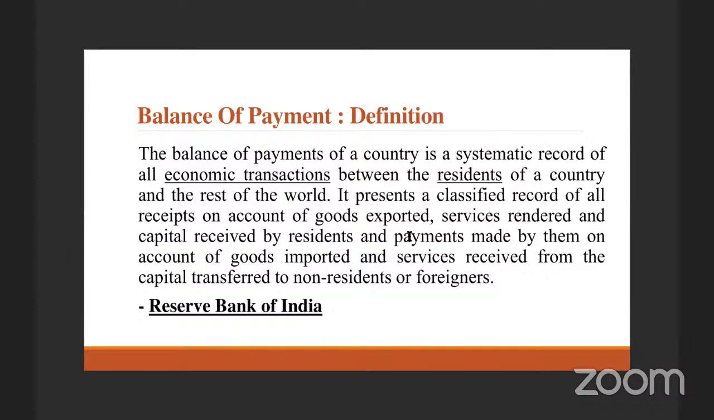It presents a classified record of all receipts on account of goods exported, services rendered or exported, and capital supplied to the rest of the world, or capital received. All these are recorded. Import of services, import of goods, import of capital, all these things are recorded in the balance of payment. This is the definition given by the Reserve Bank of India. Now we will see our current balance of payment also. We'll go to the RBI after some time.